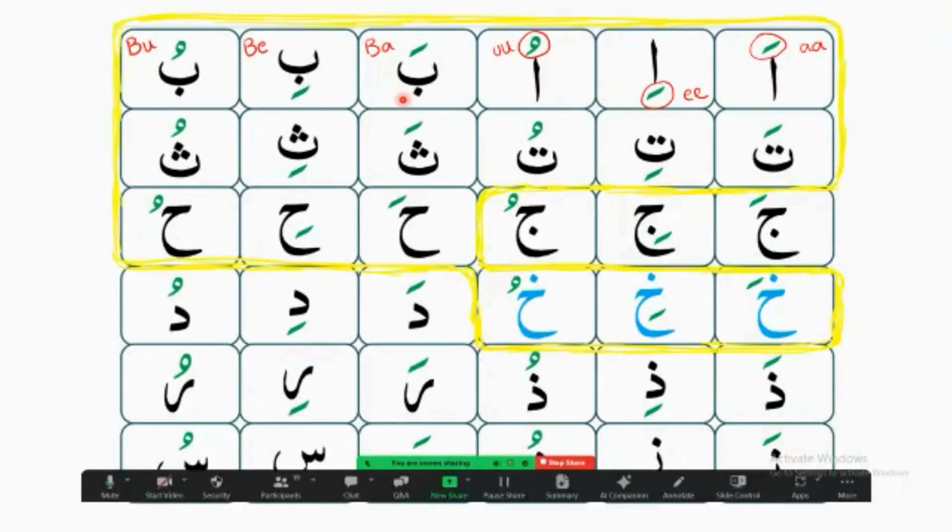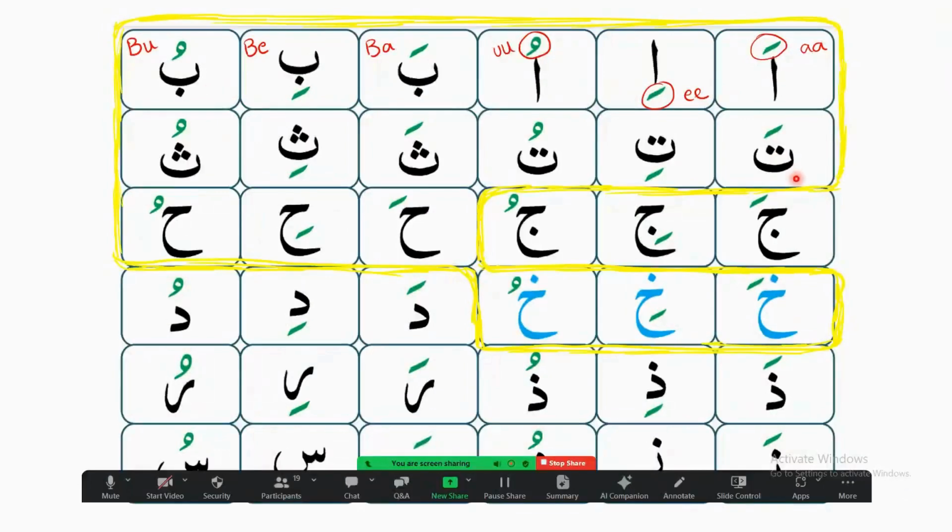We did this letter ba: ba, bi, bu. This letter ta: ta, ti, tu. Then this letter sa: sa, si, su. Then this letter that we did today, ha, hi, hu, from the middle portion of our throat. This letter kha, khi, khu, right, with scratch. Kha, khi, khu. Okay, so the next letters.